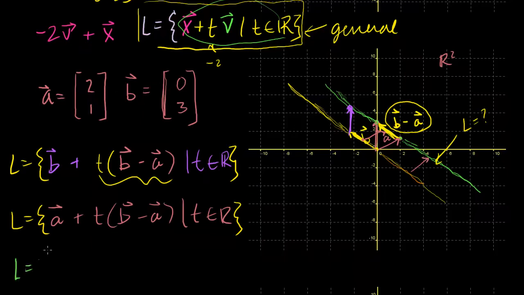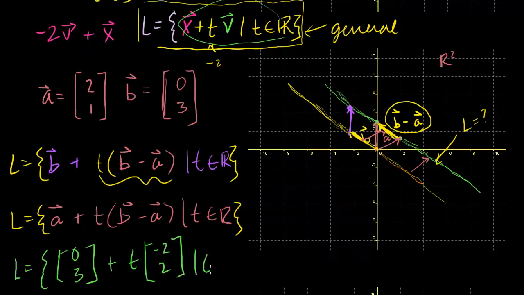My line is equal to, let me just use the first example, vector b, so the vector 0, 3, plus t times the vector b minus a. Well, what's b minus a? 0 minus 2 is minus 2. 3 minus 1 is 2. t is a member of the reals. Now, if this still seems like a convoluted set definition to you, I could write it in terms that you might recognize better.